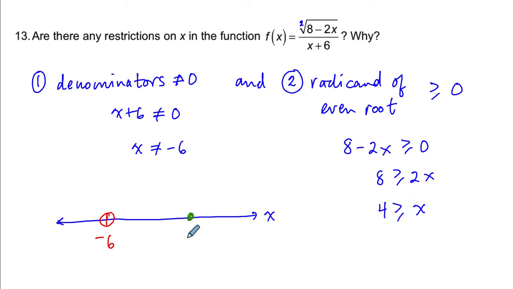So if we plot 4 on the number line and we go to the left, we see that there are really 2 branches of the green solution. One that is less than -6 and the other that is between -6 and 4, excluding -6, but including 4.